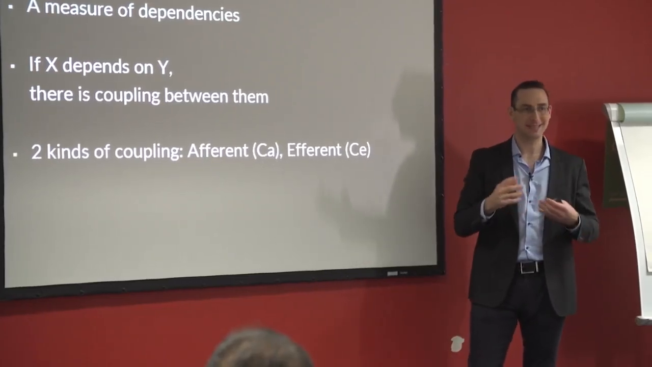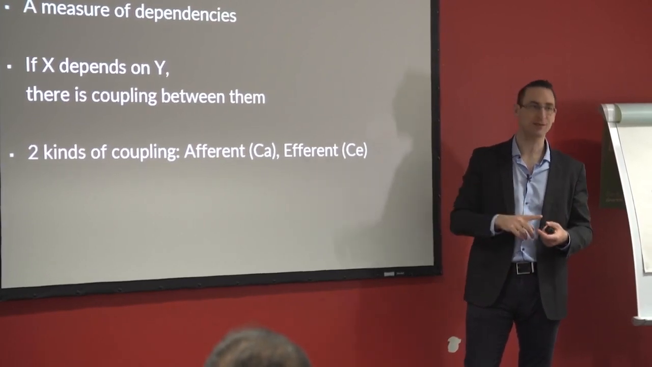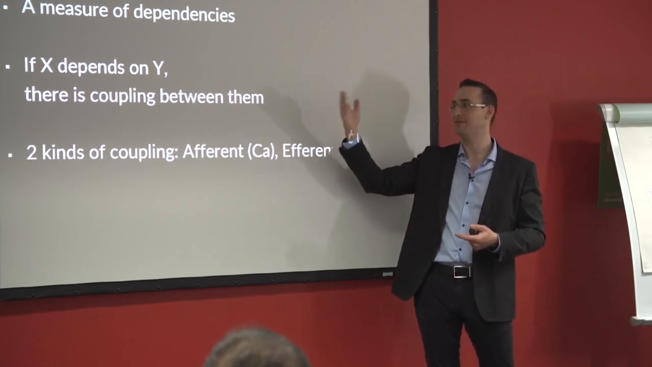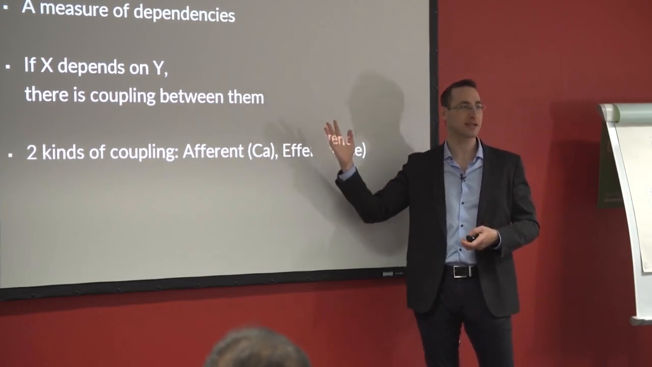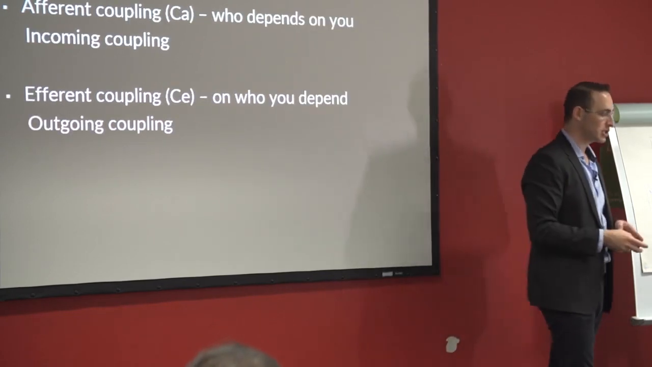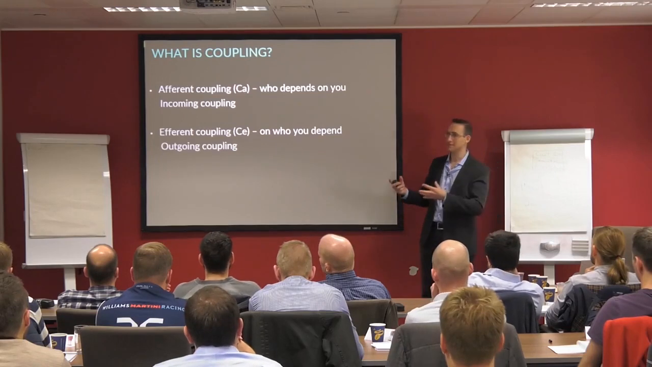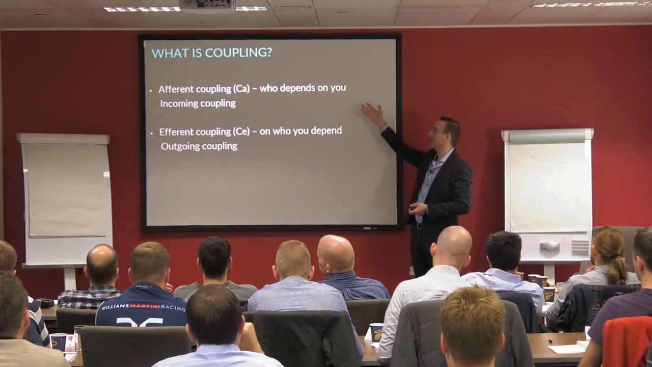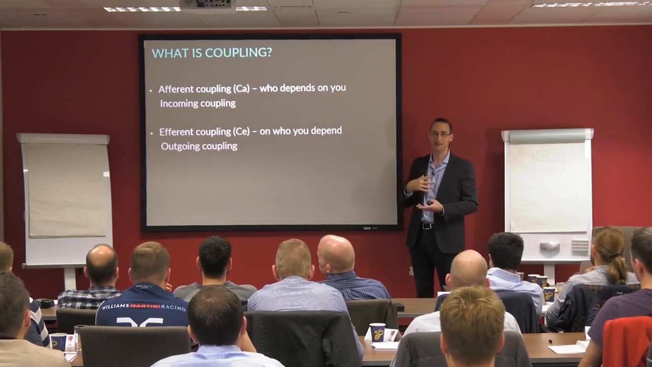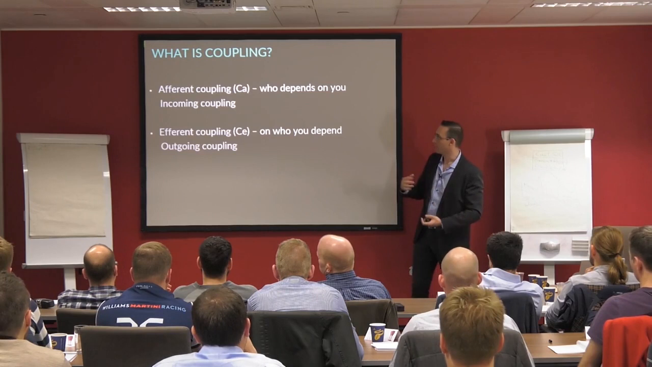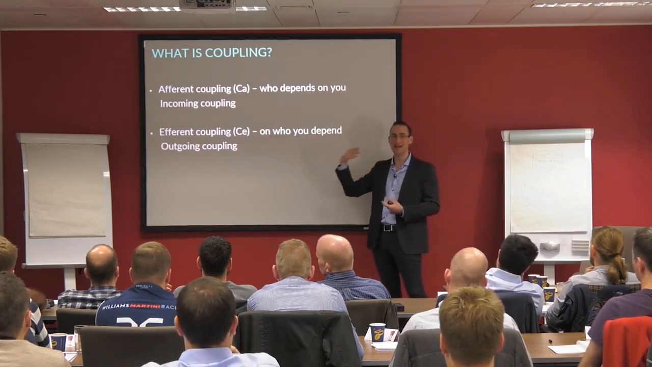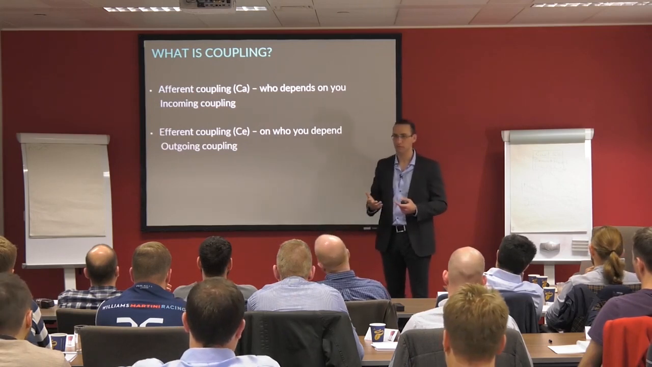The important distinction is that there's actually two different types of coupling. You can think of it as the coupling from the perspective of X and the coupling from the perspective of Y, and each has its own name. Afferent coupling is the coupling from the perspective of Y: who depends on me? The incoming coupling. Whereas efferent coupling is: what are the things that I depend on, the outgoing coupling.